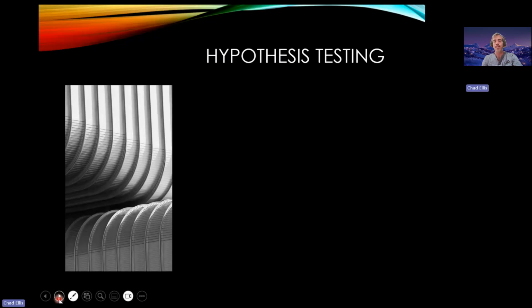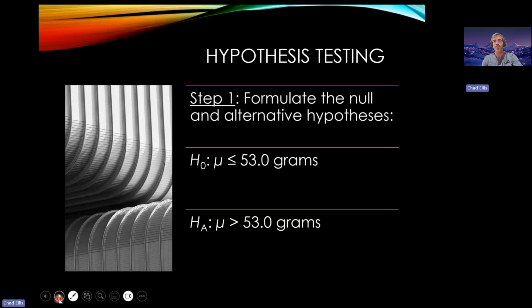So let's set this up in classical hypothesis testing. The first thing we're going to want to do is formulate our null and alternative hypotheses. In this case, for our Mars bars, we're wondering whether they are less than or equal to 53 grams, or whether they are greater than 53 grams. If the null hypothesis is that it's less than or equal to, and we reject that, our test tells us that our Mars bars are heavier than 53 grams.